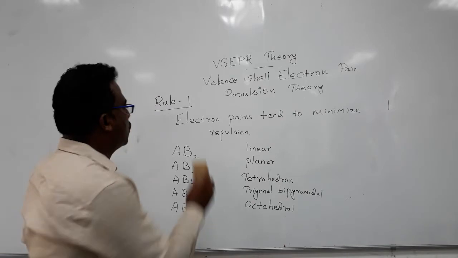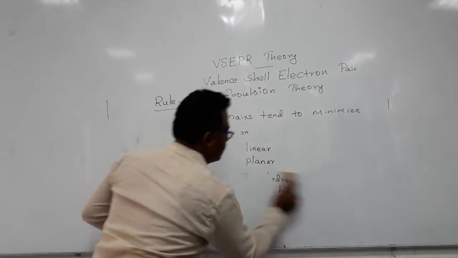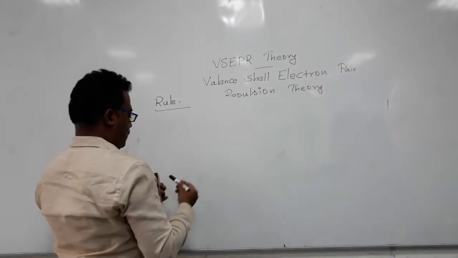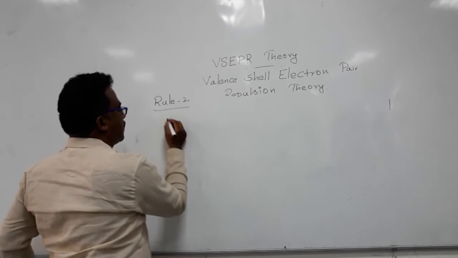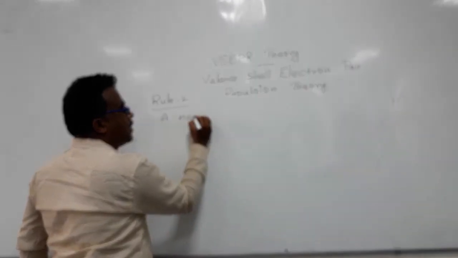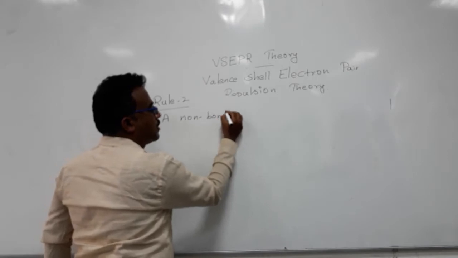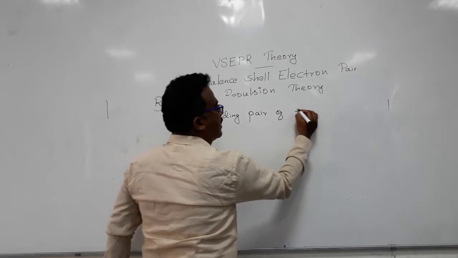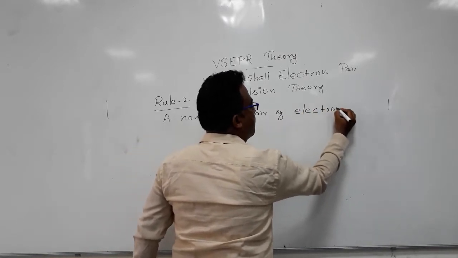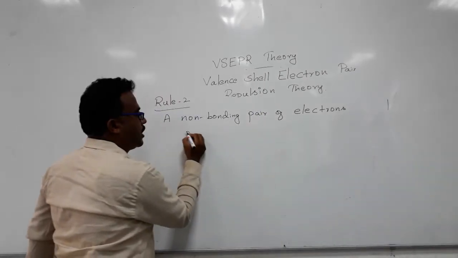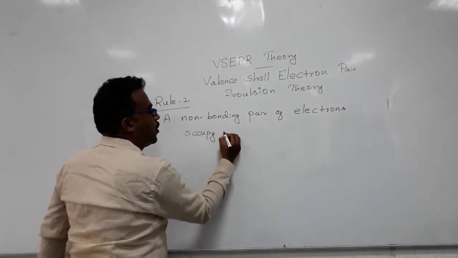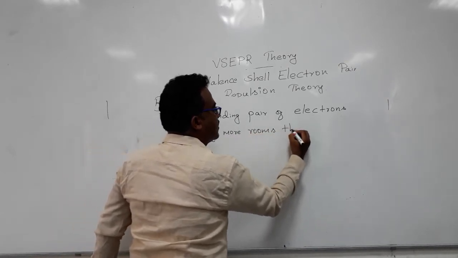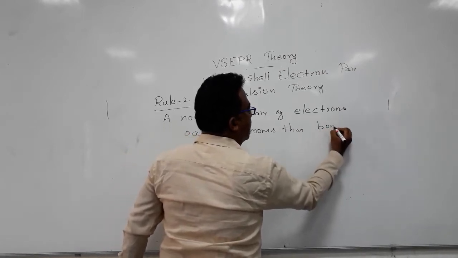Now let me go to rule 2. A non-bonding pair of electrons occupies more room than a bonded pair of electrons.